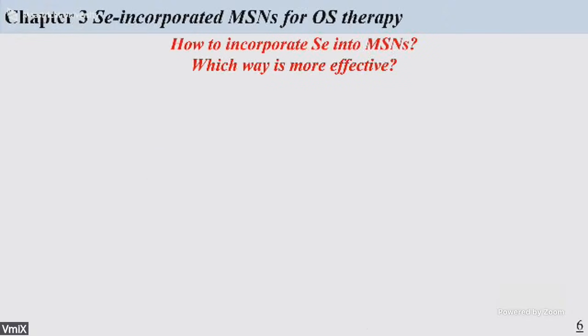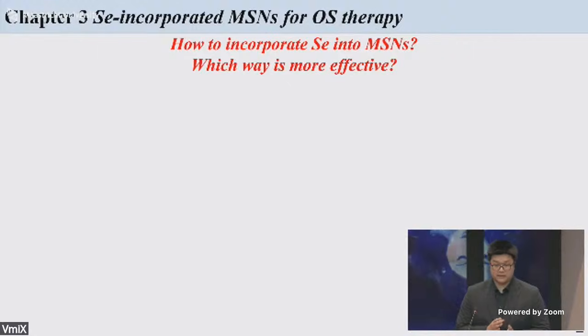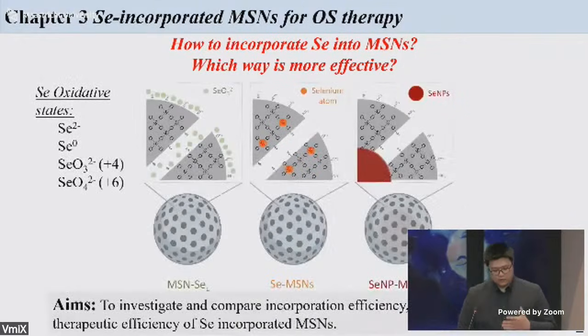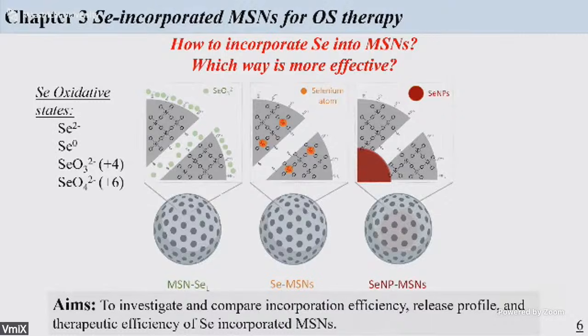Here we have the first 2 research questions: how to incorporate selenium into MSN and which way is more effective. Due to the various oxidative states of selenium and the structure of the MSN, we found 3 modes to incorporate selenium into the MSN matrix. First is to load the selenite ion on the MSN mesoporous surface. Second is to dope the selenite ion into the MSN matrix. And the third one is to incorporate elemental selenium nanoparticles with the MSN layer.